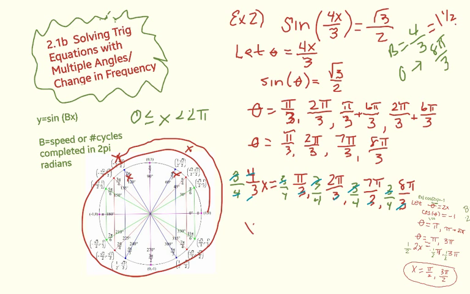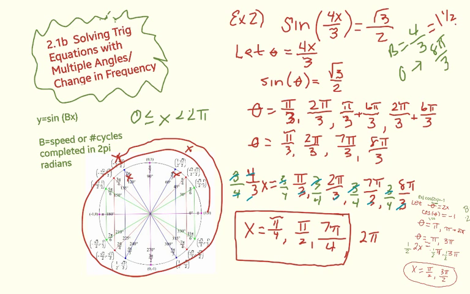So final answer, x equals pi over 4, 2 pi over 4, which I'm going to go ahead and reduce to pi over 2, 7 pi over 4, and this last one is 2 pi. Our answer range actually told us that we were not including the 2 pi, so technically that means that our final answer is just these. 2 pi is not incorrect, it is a solution, it just doesn't fall within the range that we have. Hope that helps.